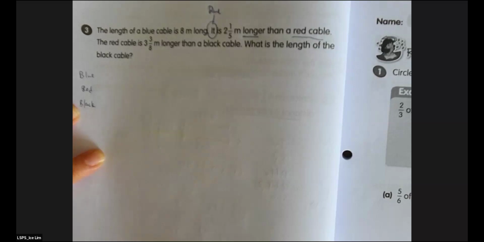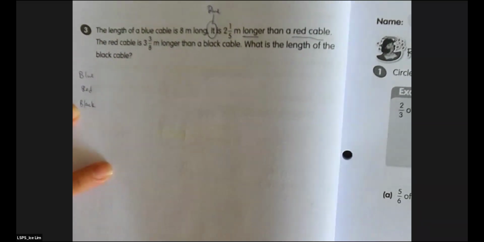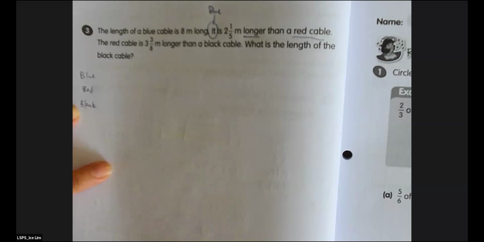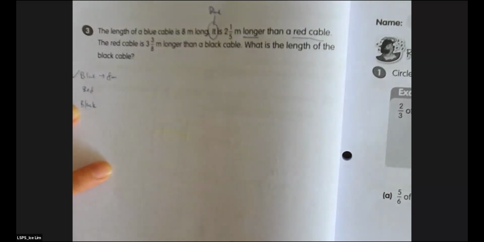Okay, so I just read it without the number and the fraction totally. The length of the blue cable is some meters long. The blue cable, it stands for blue. It is longer than the red cable. The red cable is longer than the black cable. What is the length of the black cable? So looking at this, which one is given? The length exactly? Only the blue. So you only got the blue. The blue given is 8 meters.